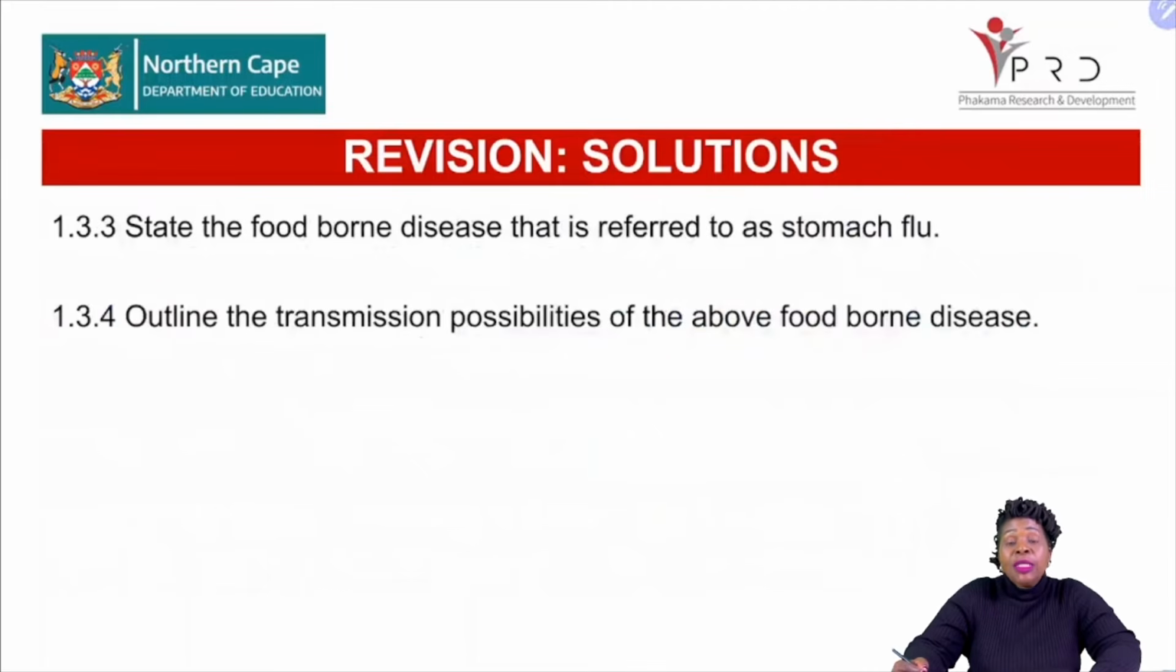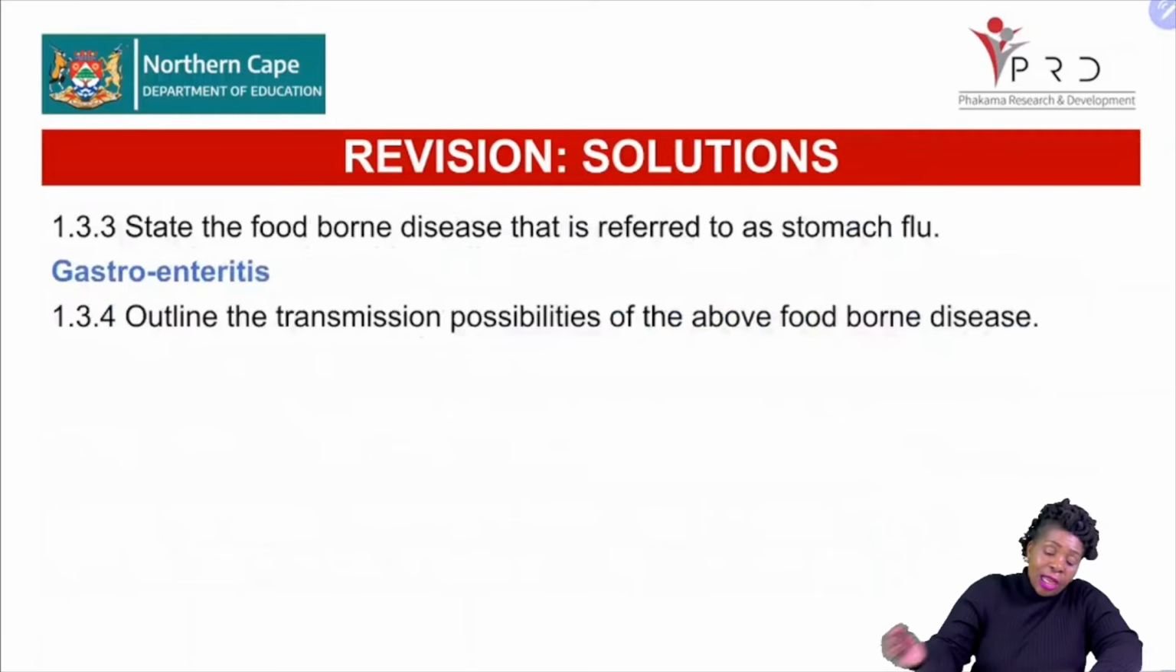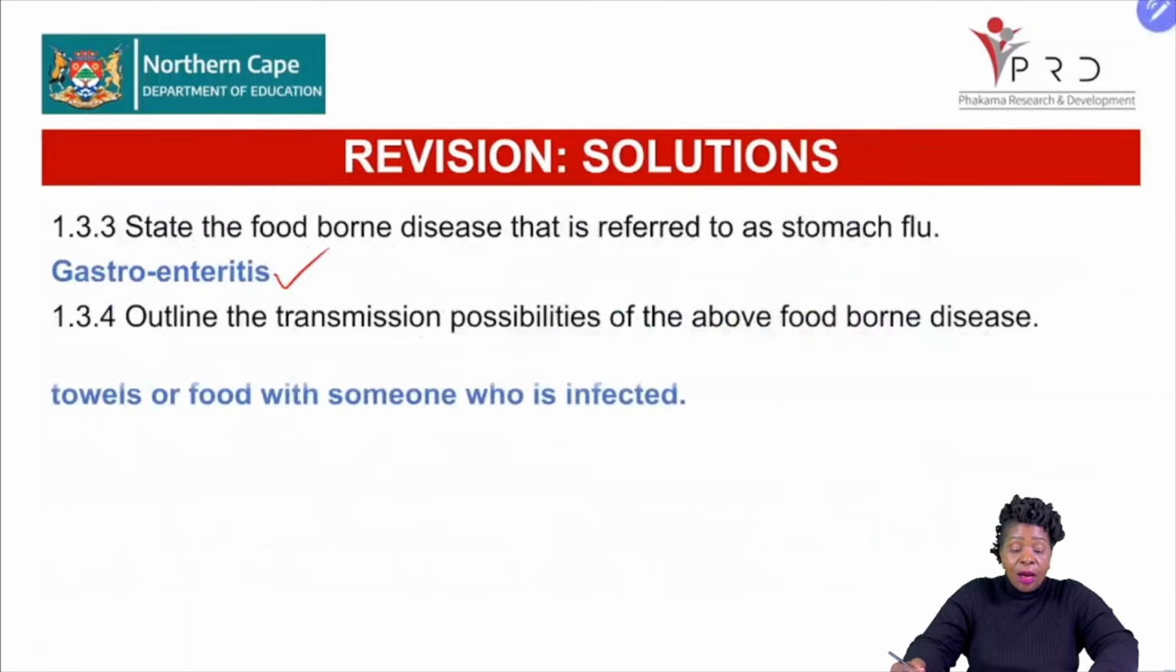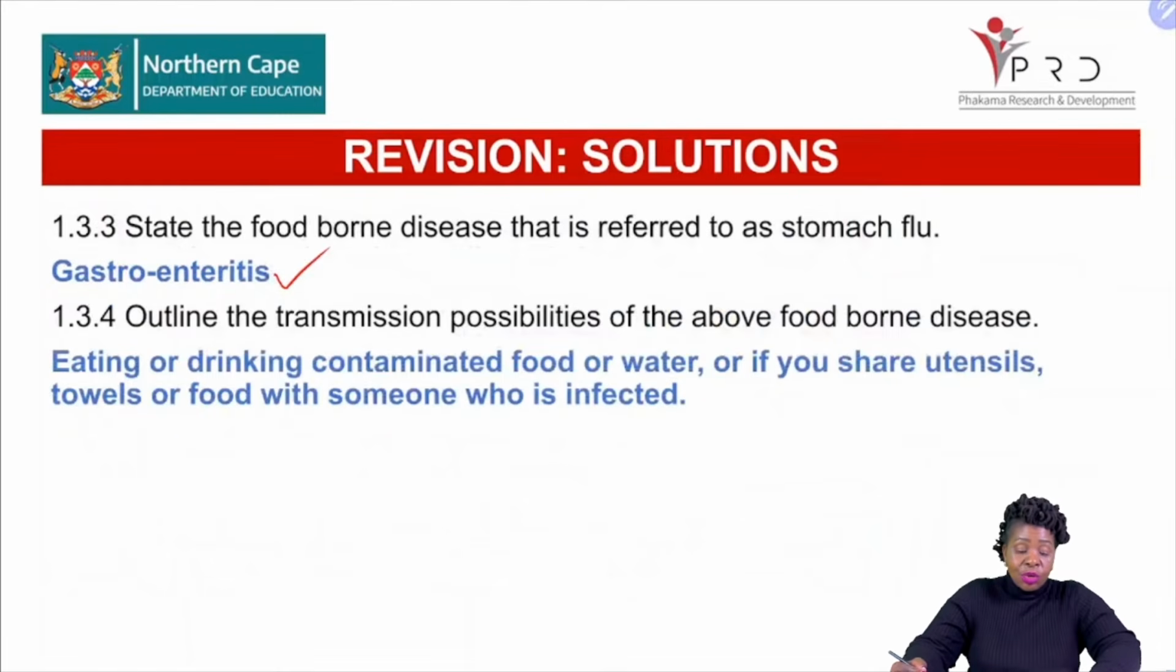It says, state the foodborne disease that is referred to as stomach flu. So gastroenteritis is referred to as stomach flu. And then it says, outline the transmission possibilities of the above foodborne disease. How is it transmitted? So that is eating or drinking contaminated food or water, or if you share utensils or food with someone who is infected. So that's how it can be transmitted from one person to another.